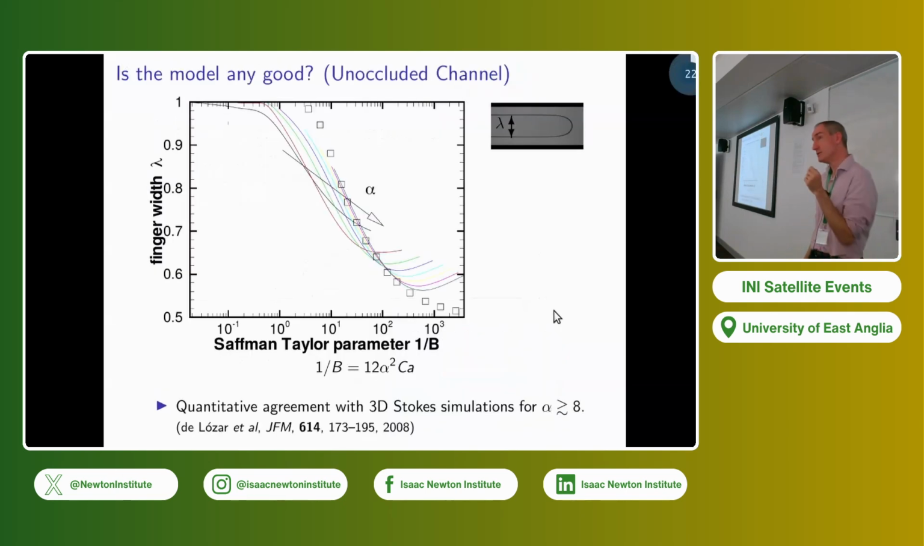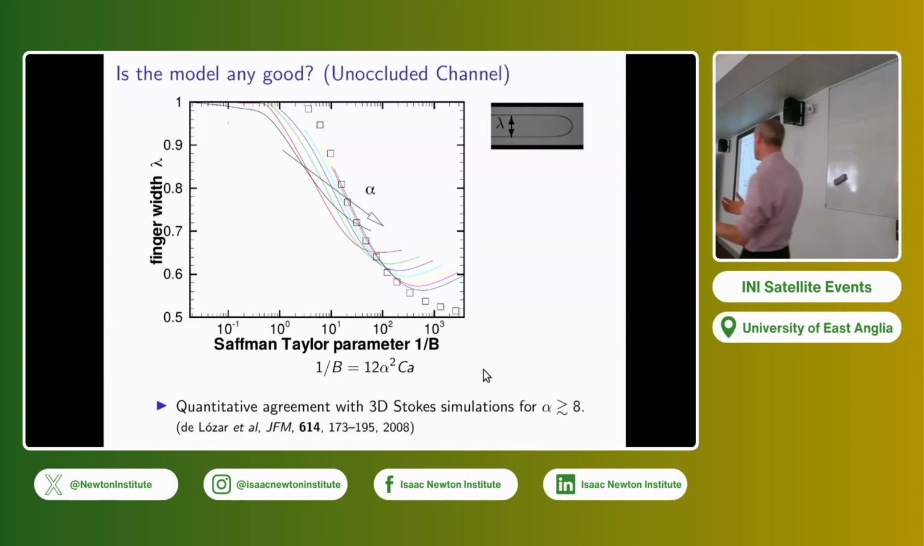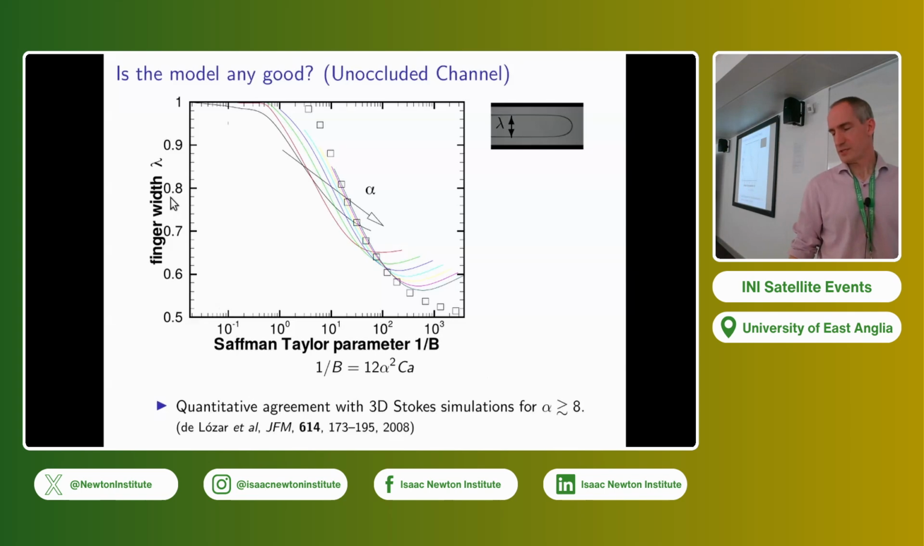Is the model any good? Well, one thing I can tell you, and this goes back to work that was done with Alberto de Lozar, with Anne and myself, is that if you now return to the finger problem, so we've got a finger propagating in these Hele-Shaw cells, you let it propagate steadily and you measure the width. So across the bottom here we have a slightly modified capillary number. It's the capillary number multiplied by the aspect ratio squared. This is the finger width.